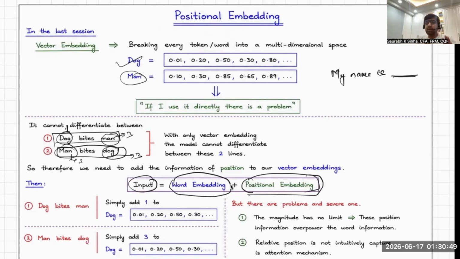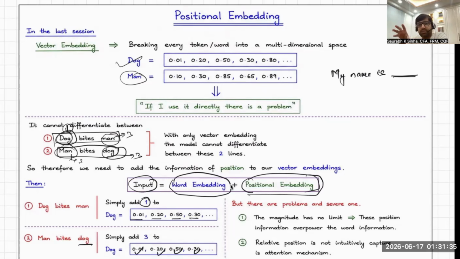A very simple way to do this is that if I have dog at first position, I will add 1 to all the weights of the vector embedding. So it will become 1.01, 1.20, 1.50, 1.30, and so forth. Right. And for this sentence, the dog vector weights will be added with the third position, the numeric 3. So it will be 3.01, 3.20, 3.50, and 3.30. And yes, we have embedded all the information about the position. Will it work or not?